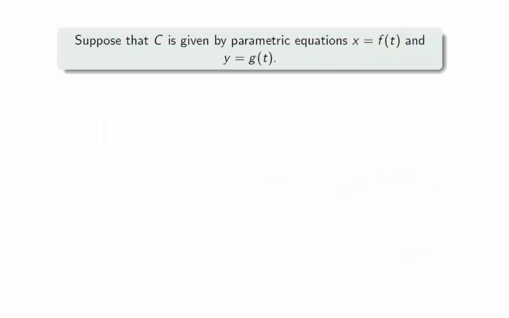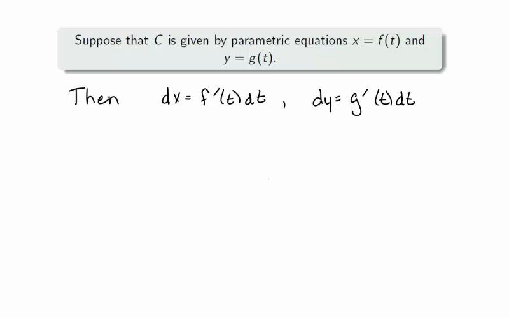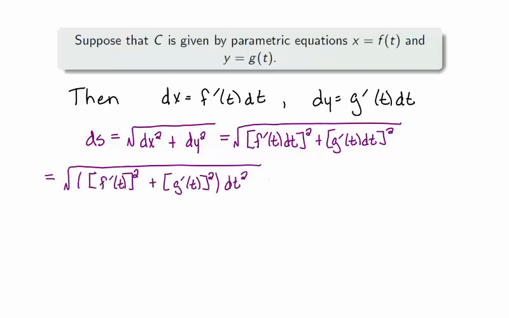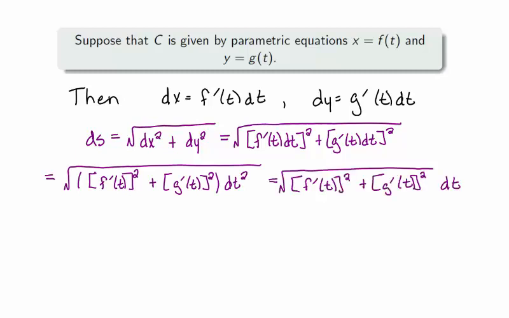Now suppose that C is given by parametric equations x equal to f of t and y equal to g of t. Then dx equals f prime of t dt, and dy equals g prime of t dt. Thus, we can rewrite the arc length element as ds equals the square root of dx squared plus dy squared, which equals the square root of (f prime of t dt) squared plus (g prime of t dt) squared, which equals the square root of (f prime of t squared plus g prime of t squared) times dt squared, which equals the square root of f prime of t squared plus g prime of t squared dt.